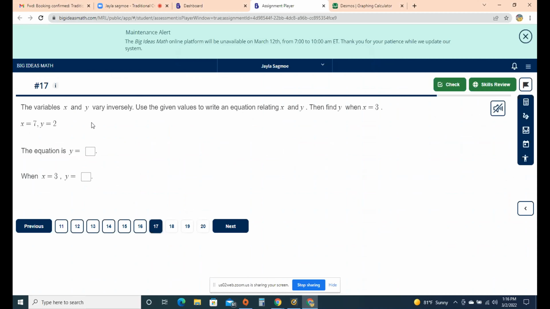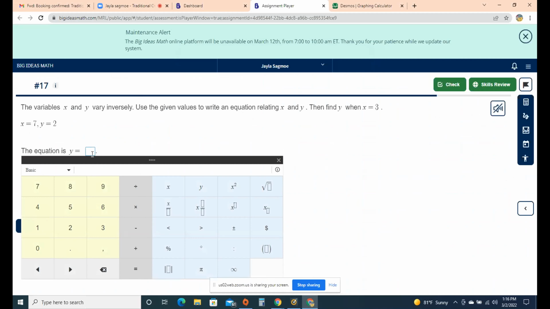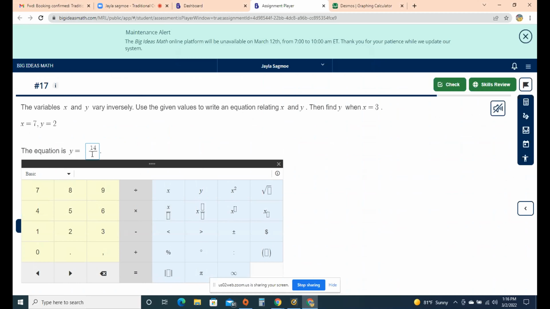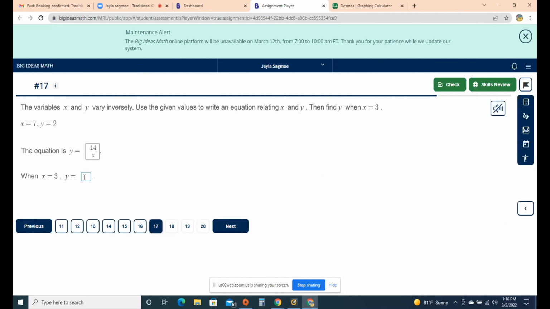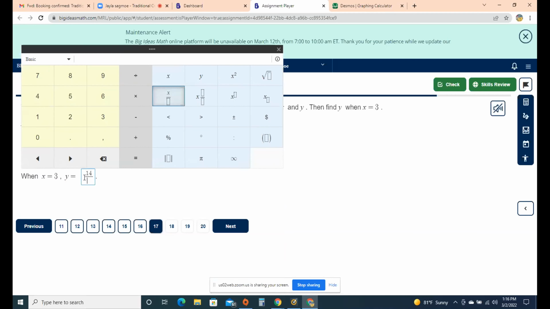Okay, so this one you can do 14 over x. Yep. And it would be 7. Well, oh, I'm just kidding. 14 over 3. Perfect.